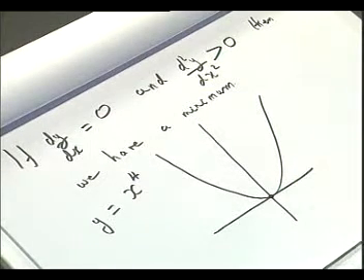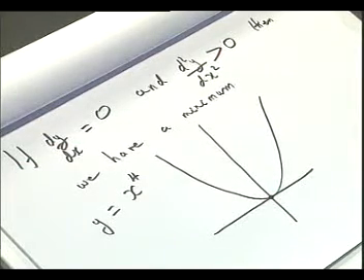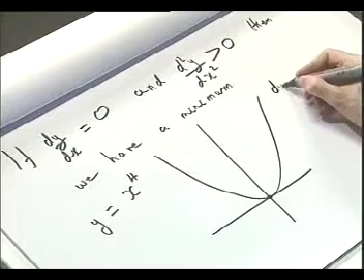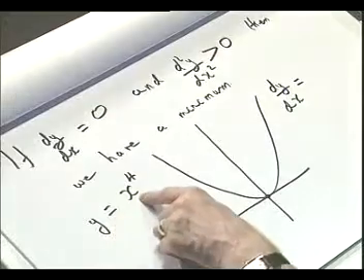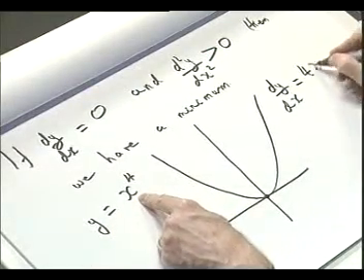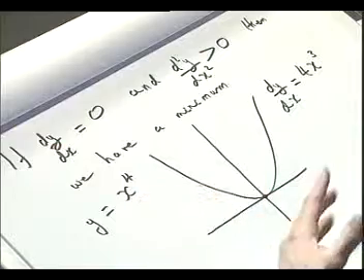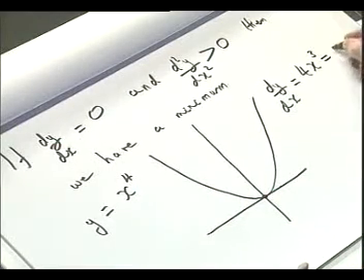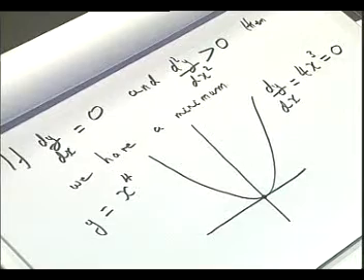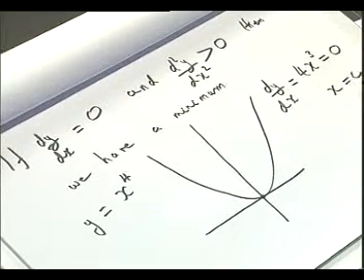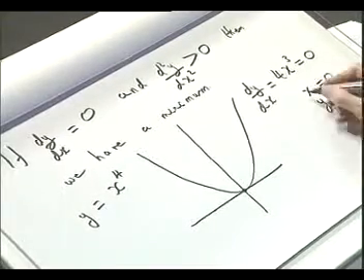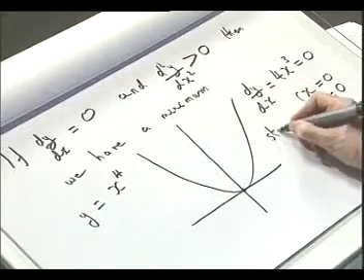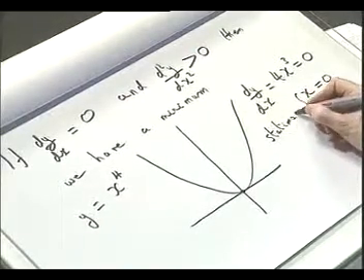Here we've clearly got our turning point, our minimum point. Let's have a look what's happening. dy by dx equals, well, y was x to the 4th, so dy by dx is 4x cubed. And we know that for our stationary points, we put it equal to 0, which tells us x equals 0, and x equals 0 tells us that y equals 0. So we know that this is a stationary point.